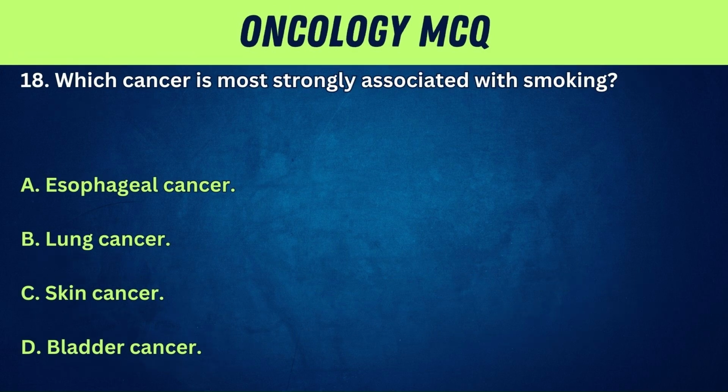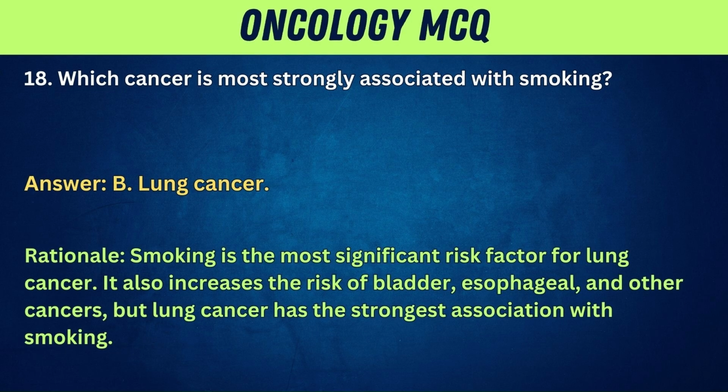18. Which cancer is most strongly associated with smoking? A. Esophageal cancer. B. Lung cancer. C. Skin cancer. D. Bladder cancer. Answer: B. Lung cancer. Rationale: smoking is the most significant risk factor for lung cancer. It also increases the risk of bladder, esophageal, and other cancers, but lung cancer has the strongest association with smoking.